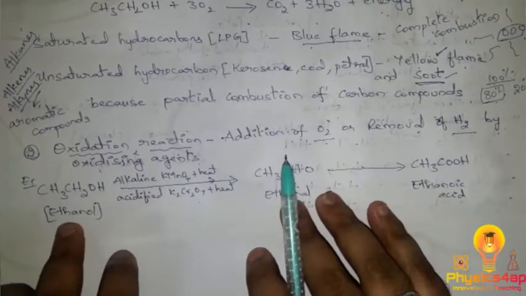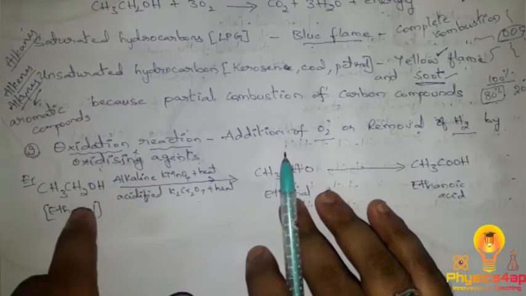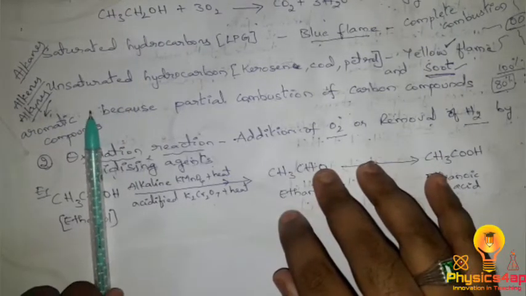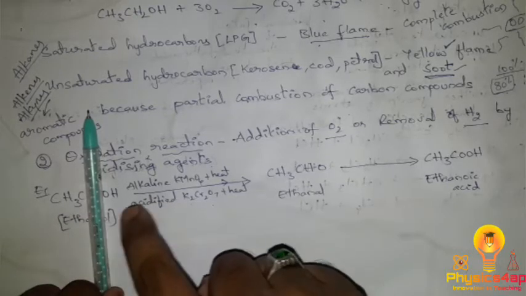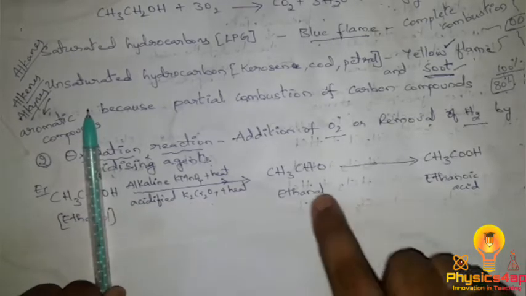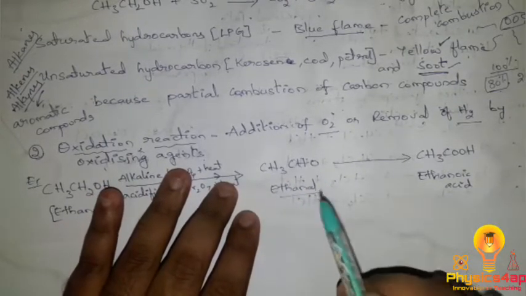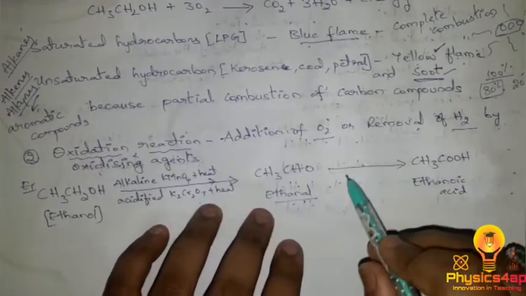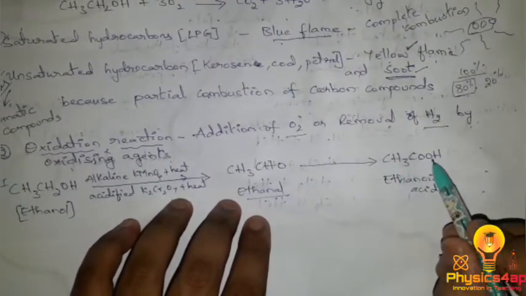In this ethanol, or what we call ethyl alcohol, if you remove the hydrogen from this compound, what can you see here? You have CH3CHO, which is called ethanal, that is an aldehyde, also called acetaldehyde. So it is an aldehyde here, but the reaction is still not complete. With further oxidation, it converts into CH3COOH.